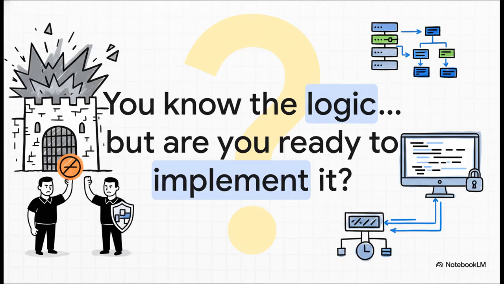So, there you have it. That's the architecture of control. You now know the different strategies, the different bouncers you can hire to keep chaos away from your door. But, knowing the logic, that's the easy part. The real challenge is turning that knowledge into code that actually works. So, the question is, are you ready to hire your bouncer?